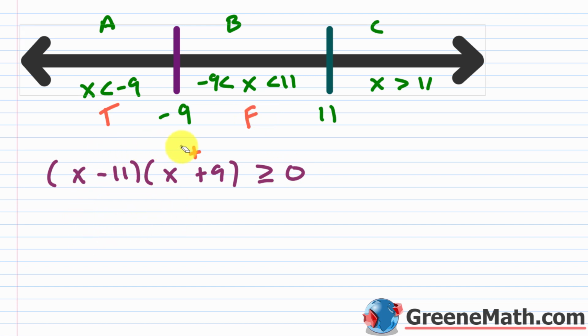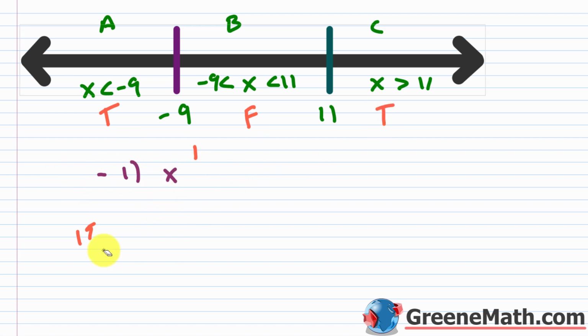Then for the other guy, let's look at x is greater than 11. Maybe we'll pick something like 15. I think that's pretty easy to work with. So let's go 15 here and let's go 15 here. And you can see that 15 minus 11 would be 4. So this is a plus. And 15 plus 9 is going to be 24. So this is a plus here. Positive times positive is positive. And any positive is always going to be greater than 0. So this is going to be true.